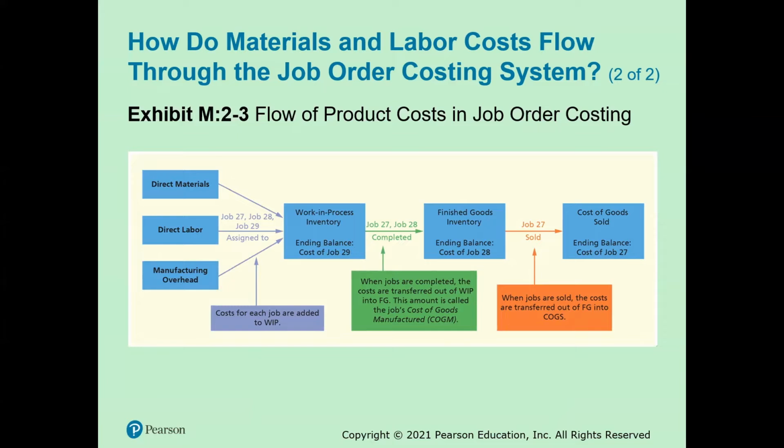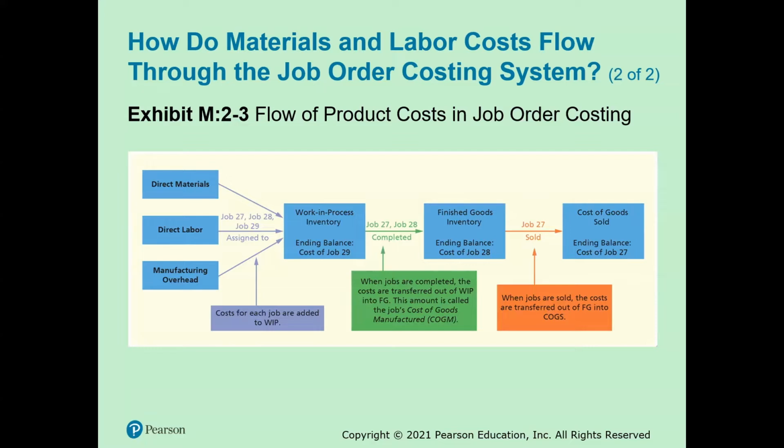As Smart Touch Learning incurs costs, the company adds costs to the job cost record, and the costs are added to the work in process inventory, or WIP. When Smart Touch Learning finishes the job, the company totals the costs and then transfers the cost from work in process inventory to finished goods inventory. The costs transferred to finished goods inventory are called cost of goods manufactured, or COGM.